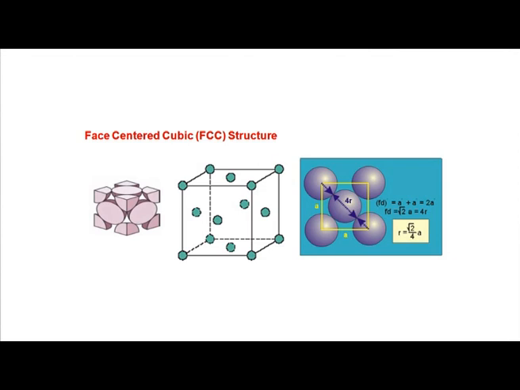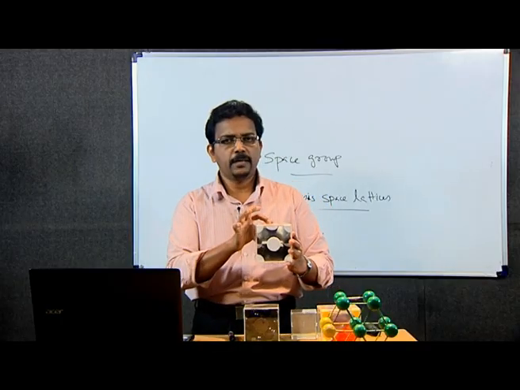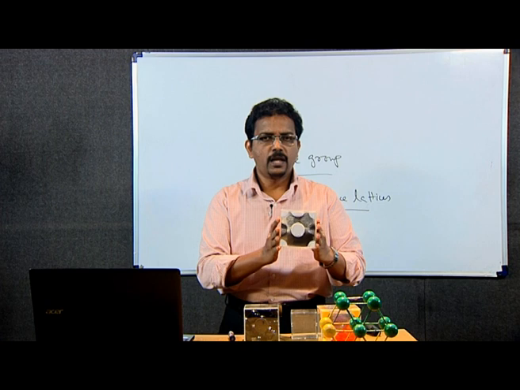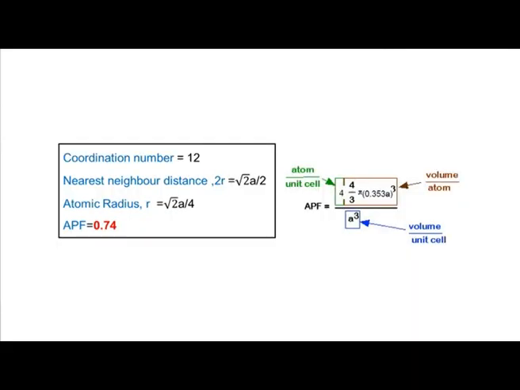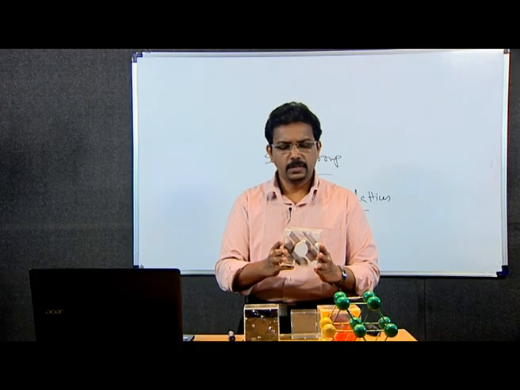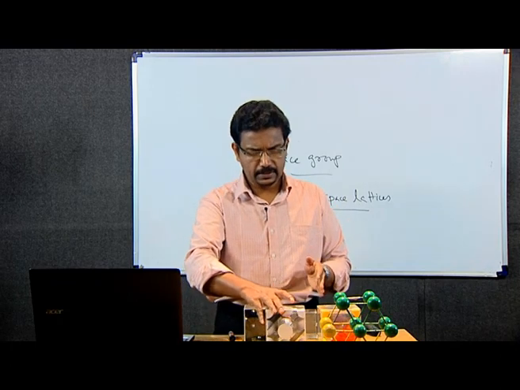Lattice plus basis is the crystal structure, where basis means a group of atoms or an atom attached to that particular lattice point. So, here the total number of lattice points per cell is how many? It is 4. Coordination number, which I already discussed, is 12, and the nearest neighbor distance is 2r, that is root 2 a by 2, and the atomic radius r is square root of 2 a by 4. Then the atomic packing fraction APF for this structure is 0.74. So, this is the case for face centered cubic structures.